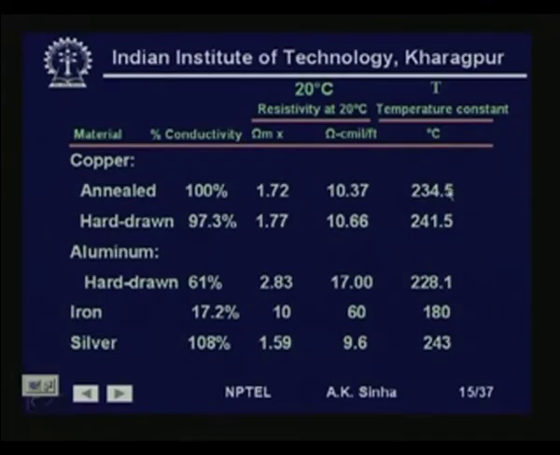As I said, this table shows the temperature constant values. If we can see from this table, which also provides the conductivity, annealed copper has been put as 100% conductivity. Then the hard drawn aluminum, which is used for conductors, has 61% conductivity as compared to annealed copper. For finding out the DC resistance of the conductor at different temperatures, we use this temperature constant T.